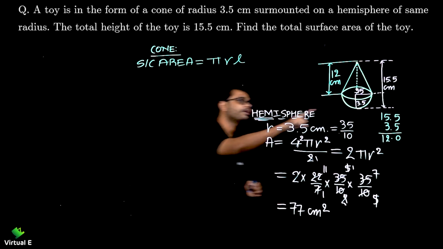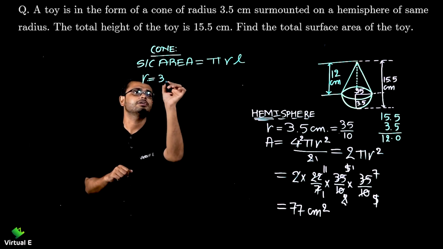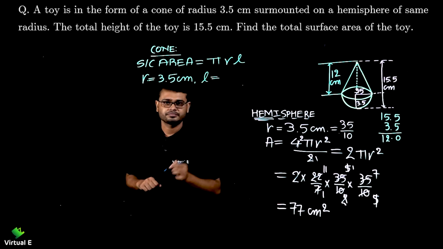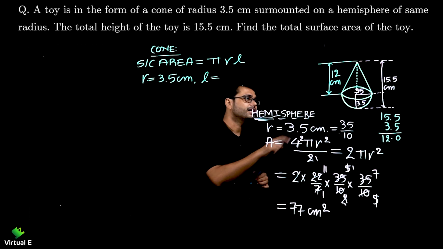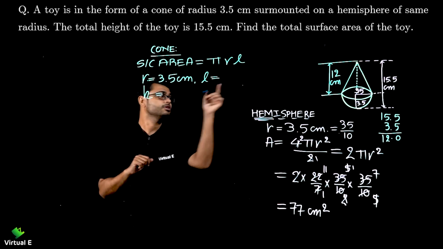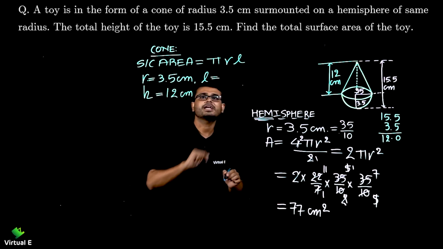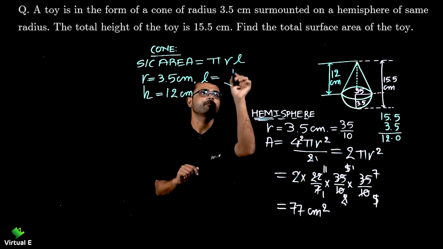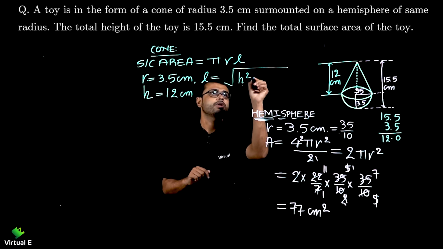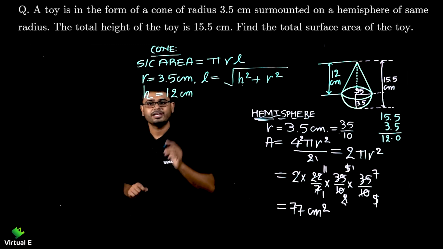So do we have the value of r? Yes, 3.5 centimeters. Straightforward, it is given. R is equal to 3.5 centimeter. What about the L? We don't have L, but we have H. So H is equal to 12 centimeter. Done. Now we need to get the value of L. I told you there is a formula to get the value of L, which is square root of h square plus r square. So let's use this formula and get the value of L.